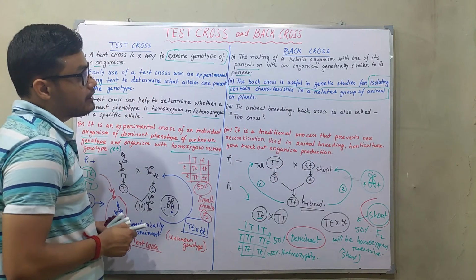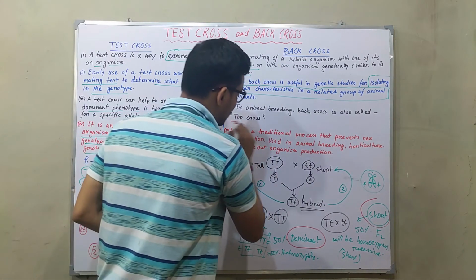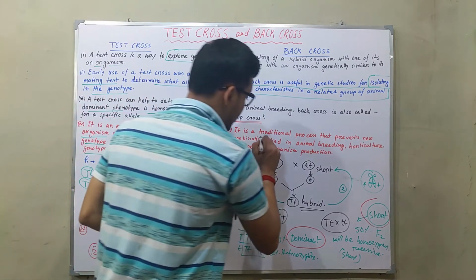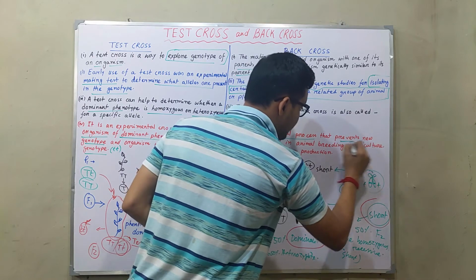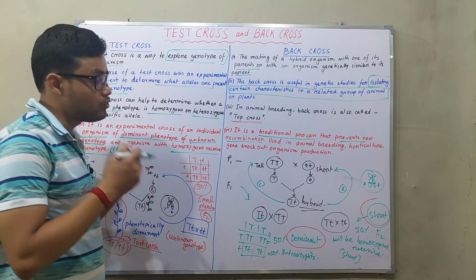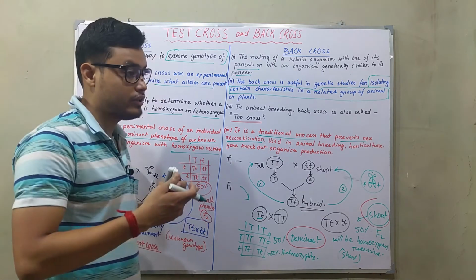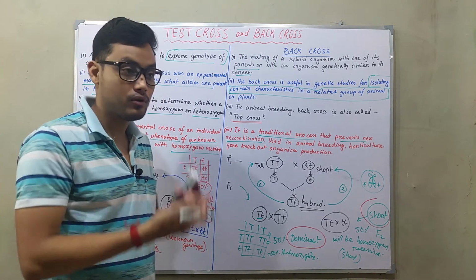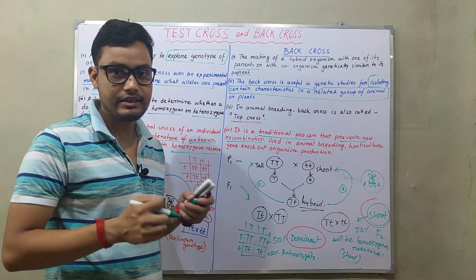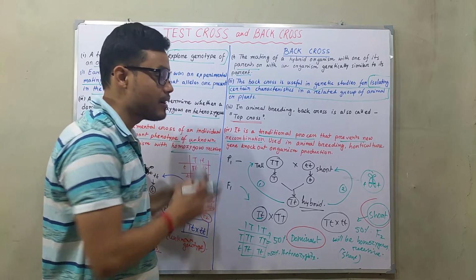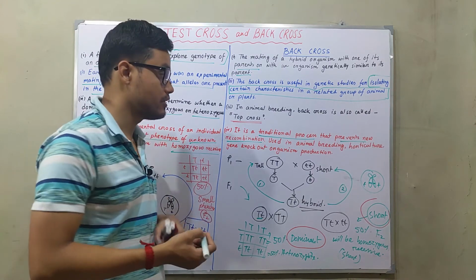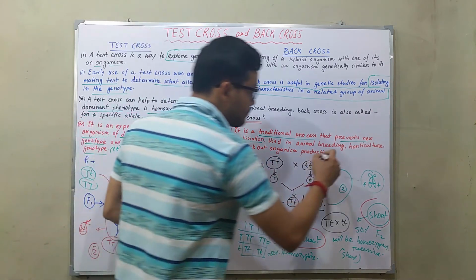So basically in animal breeding, a back cross is also called a stop cross, and it is a traditional process that prevents new recombinations. In the back cross, no new recombination occurs, so no variation would be produced. There is a chance that old characteristics are present in this type of plants, but new characteristics do not appear in the next generations. So this is basically a back cross.